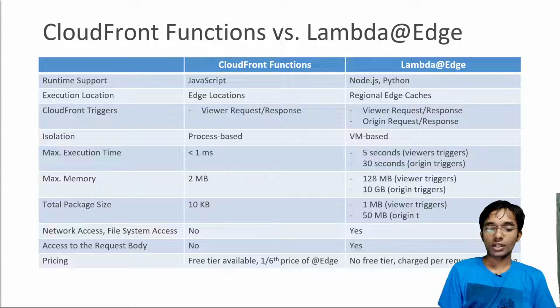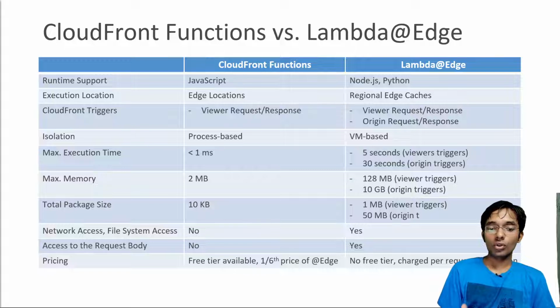5 seconds for viewer triggers, and 30 seconds for the origin triggers. The memory of your CloudFront function is a low 2 megabytes, whereas for the Lambda@Edge you have more memory, 128 megabytes or 10 gigabytes for the origin triggers. The total package size is very small for CloudFront function, that's 10 kilobytes, whereas Lambda@Edge has more space, like 1 MB for the viewer triggers and 50 MB for the origin triggers.